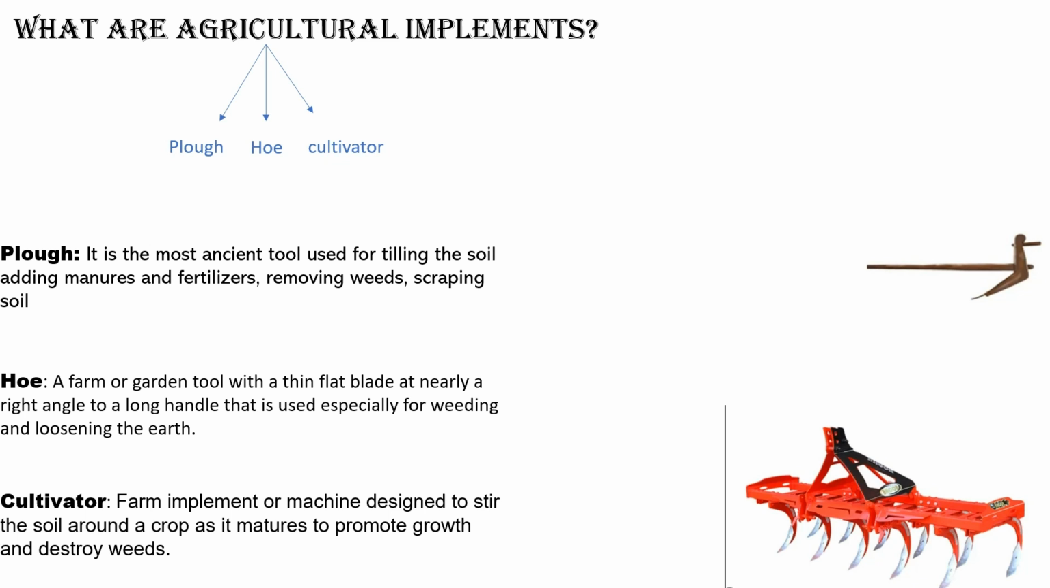It has at least 10. So it saves labor and time also. The cultivator saves labor and time as it is driven by a tractor. So the tractor helps it to move on.